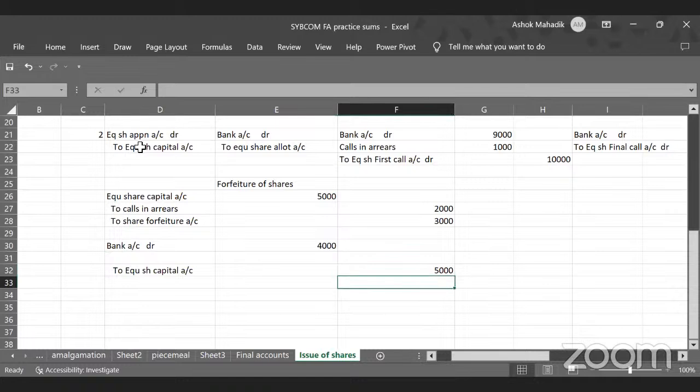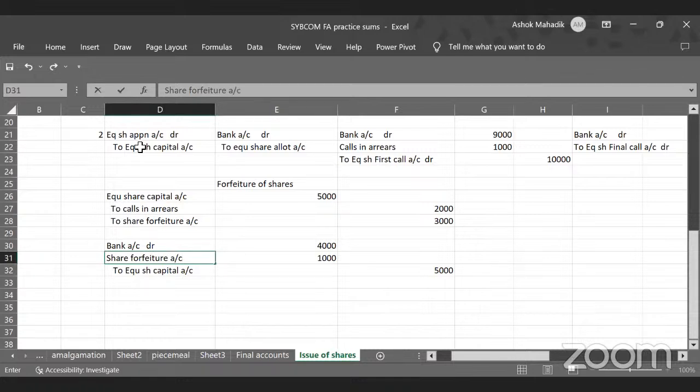So what about that 1,000 loss which the company is going to suffer? Well, this loss will be made good out of the share forfeiture account. See, we had received that 3,000 from the earlier shareholder. So that was a kind of reserve for us. Now that reserve can be used to write off this loss. So you can use the share forfeiture account to offset this loss. Clear? So this was the entry for the reissue.